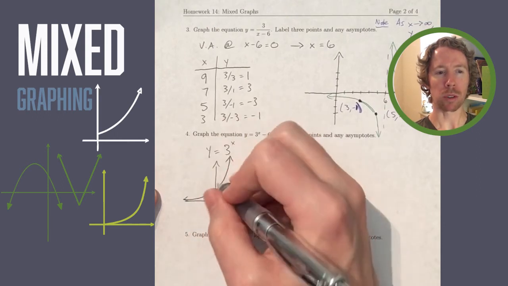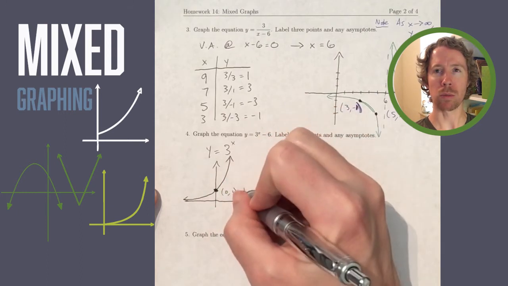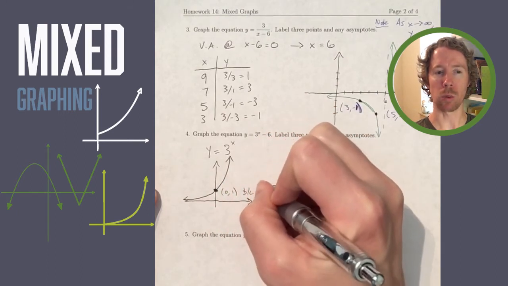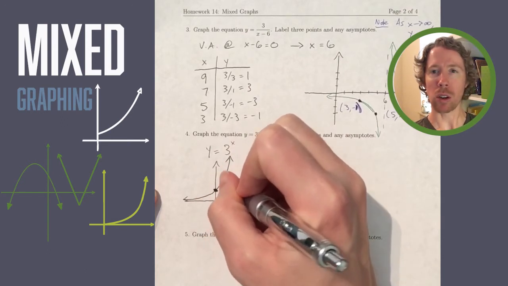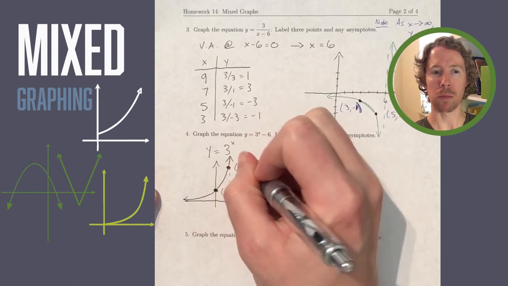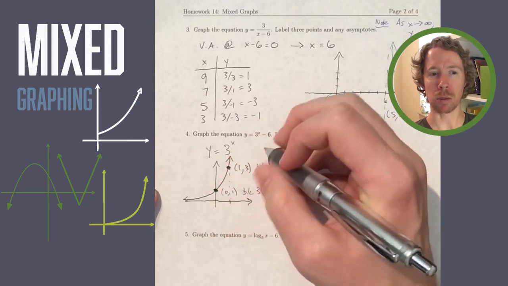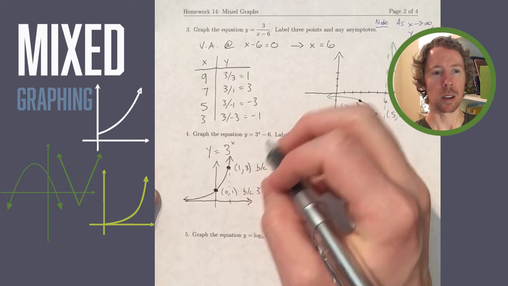Remember, if you've got y equals 3 to the x, when x equals 0, y is 3 to the 0, which is 1. So that's your y-intercept. As you go to the right, you know it's going to blow up. It gets very large very quick. There's no vertical asymptote. It keeps going to the right forever, but it also keeps going up very quickly.